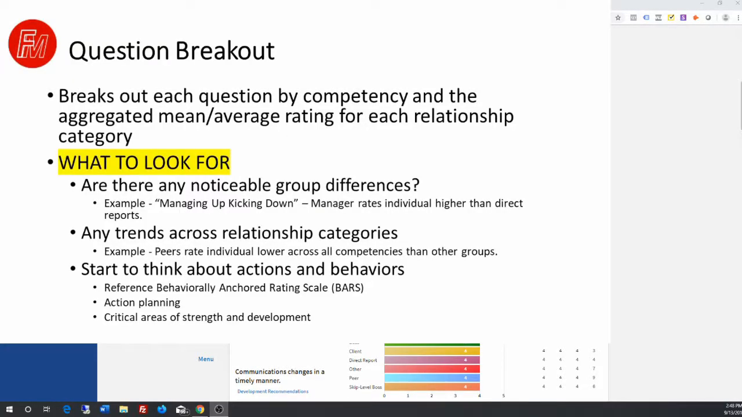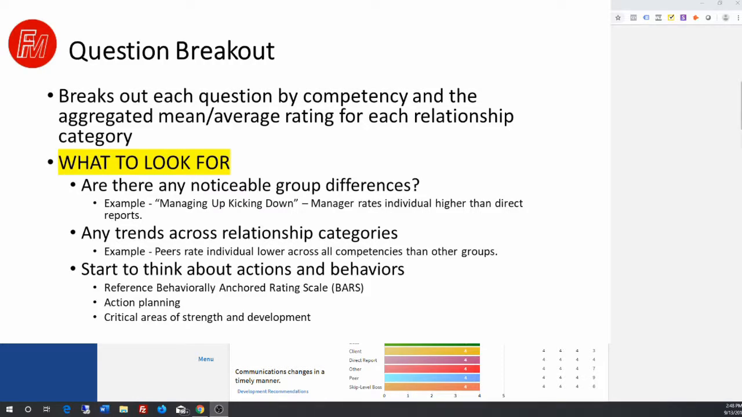So the next section we'll talk about is the question breakout section. This section breaks out each question by competency and the aggregated mean or average rating for each relationship category. So what you want to look for here, similar to the competency breakout section, is any noticeable group differences. Do you see managing up, kicking down, that impression management I talked about earlier? Do you notice any trends across relationship categories, such as peers rating individuals lower across all the questions relative to the other groups? This is where you want to start to think about actions and behaviors.